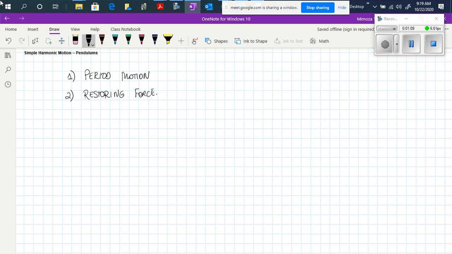Now, for a pendulum, what we have is a string that is tied at the ceiling on one side, and on the other side, an object with a given mass m. It doesn't really matter what the mass is. Now, this position that you see here is known as the equilibrium position.